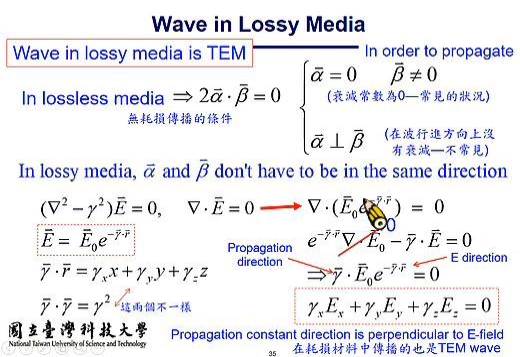So that's the wave equation in the medium. And what is the implication of this? Divergence of E equals 0.